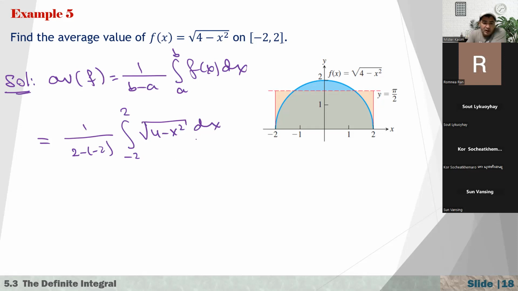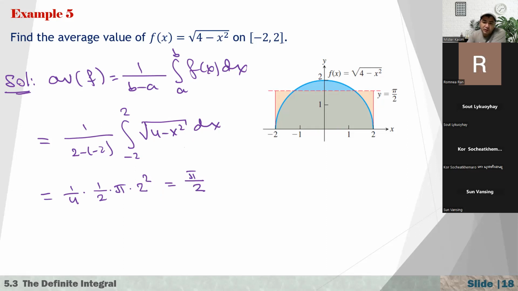We still don't know how to evaluate this integral, but we know how to interpret it. Since our function is non-negative over the interval, this definite integral is just the area. So what is the area of this semicircle? Here we have 1 over 4 times the area of the semicircle, which is half times pi times r squared. What is its radius? The radius is 2, so 2 squared, because this definite integral can be interpreted as the area under this curve. The 4s cancel each other, so that is pi over 2.